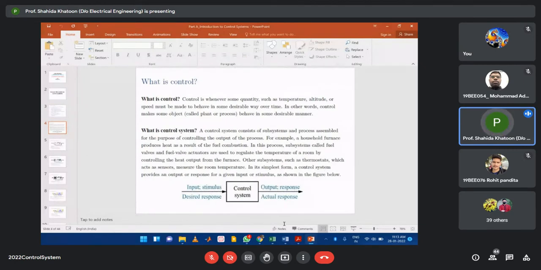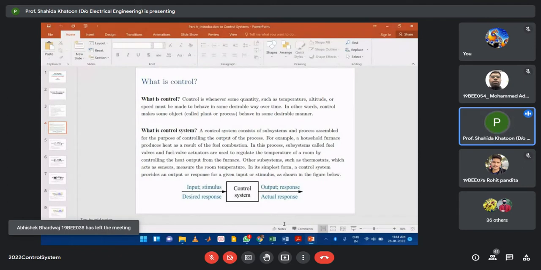Okay, so basically, what is a control system? Control is whenever some quantity such as temperature, altitude, or speed must be made to behave in some desirable way over time. In other words, control makes some object behave in a desirable manner. As the name suggests, it is self-explanatory: it is basically control. So when we want some object to behave in a desirable manner, then we say that it is a control system.